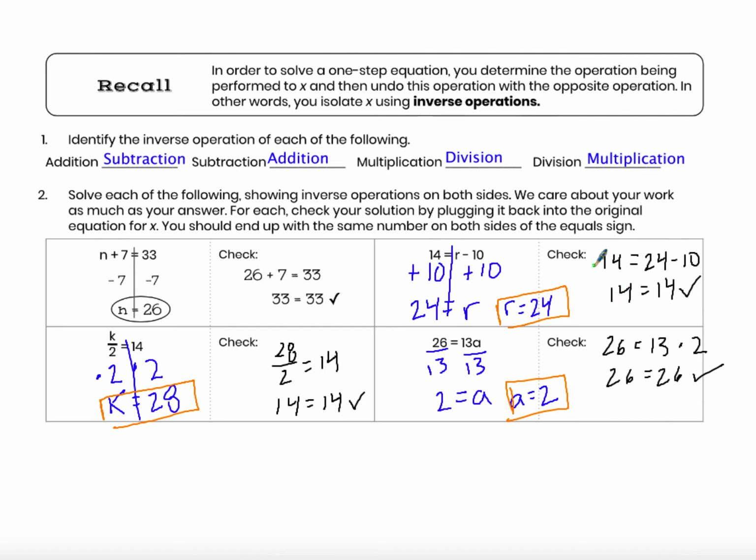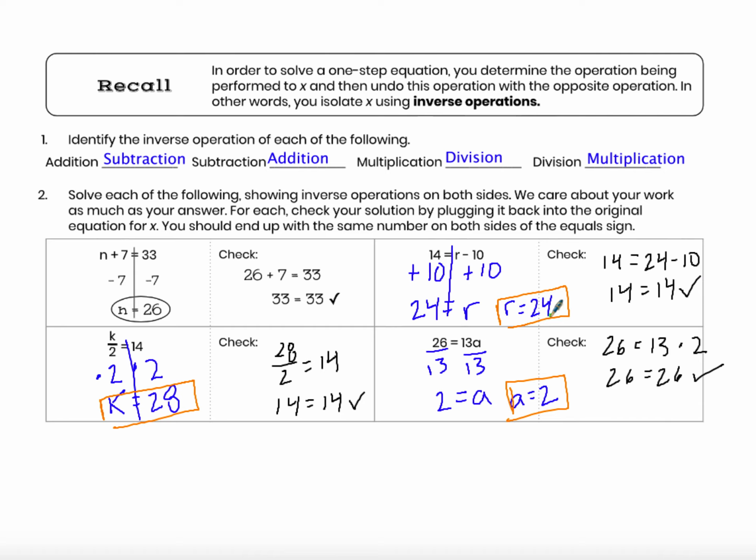I hope that you made sure that you understand what we mean by the check when you have solved an equation. The check is when you plug your solution or your value for the variable back into the original equation and make sure that it's true. So here we plug 24 in for r, right here. And then we made sure, hey, does 24 minus 10 equal 14? Yes, it does. 14 equals 14, and then the most fun part, check.